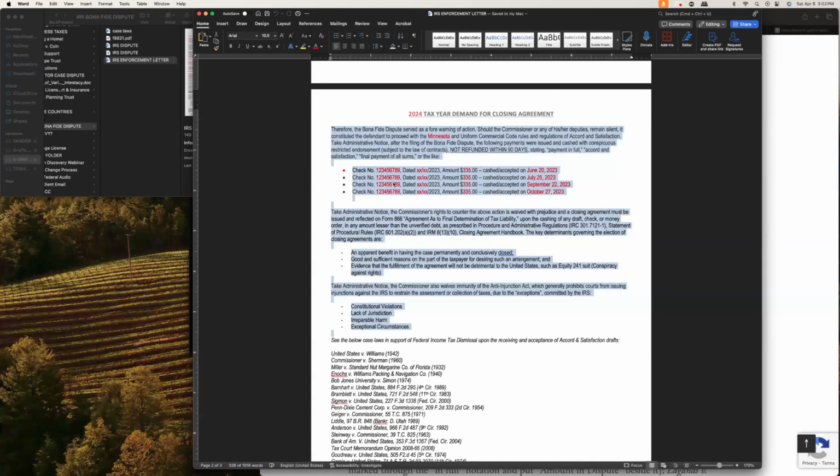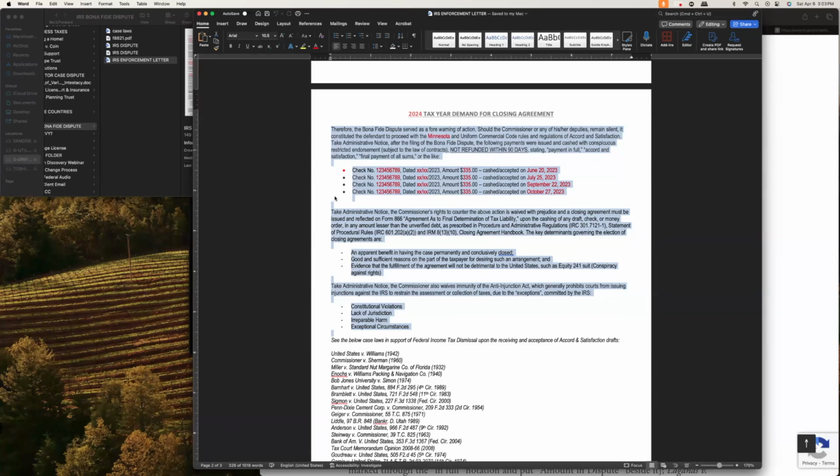So I'll read it. Actually, I'm going to start down here at this paragraph. Take administrative notice. The commissioner's rights to counter the above action is waived with prejudice, and a closing agreement must be issued and reflected on Form 866, Agreement as to Final Determination of Tax Liability, upon the cashing of any draft, check, or money order in any amount lesser than the unverified debt as prescribed in procedure and administrative regulations.